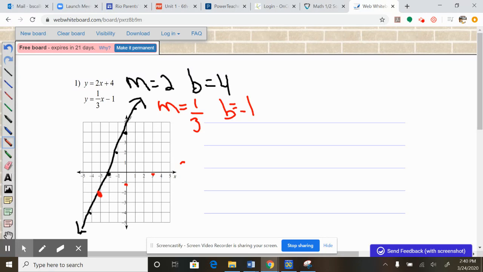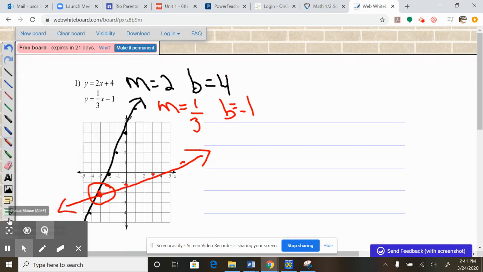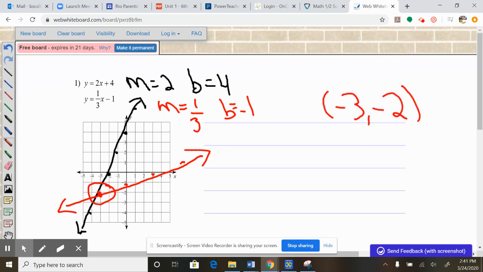Rather than going up 1 and right 3, I can go down 1 and left 3, which would put me right here. And you notice that these two lines, sloppy again, I'm sorry, intersect right here. So that point right there is -3, -2. That's where these two lines intersect. That is the solution to this system of equations. That means if I plug in -3 for my x and -2 for my y value into these equations, I should get a true statement.